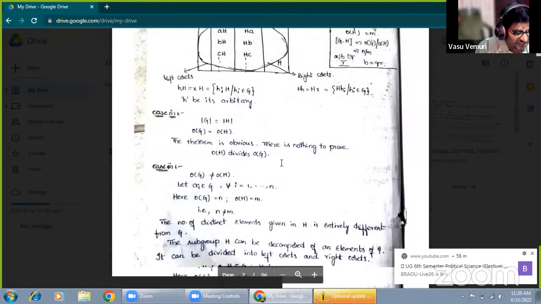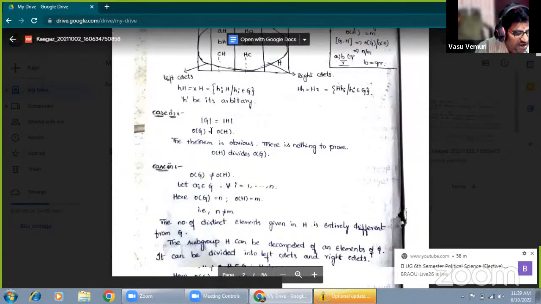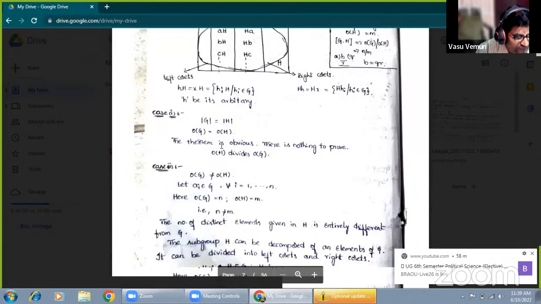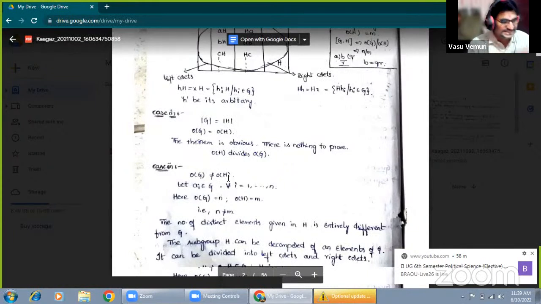Because the order of a subgroup of a finite group divides the order of the group, when the orders of the group and subgroup are equal, that is nothing but the proof, because the order of H divides the order of G. If they are not equal, that is the second case.